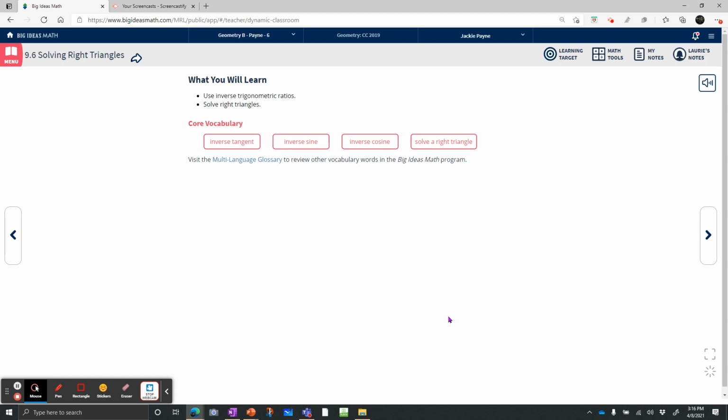So these inverse operations are the exact opposite. If we had the sides, we could find the ratio. But now if we have the ratio, we can find the sides. That's why they're called inverse. I'm also going to try to show you how to use your calculator or your phone or whatever it is you're going to use to get those ratios. And without further ado, here we go.